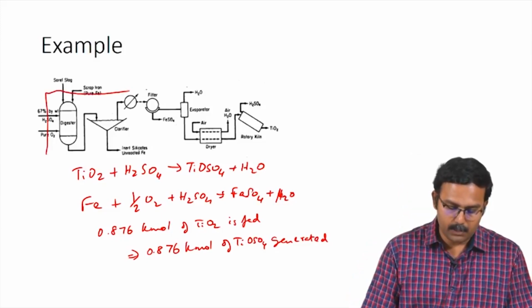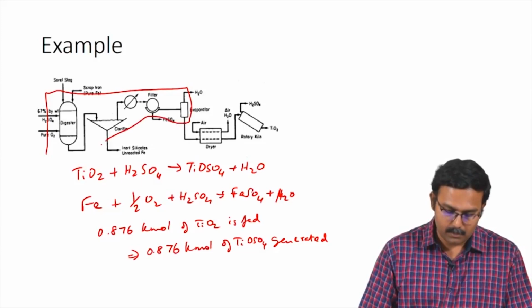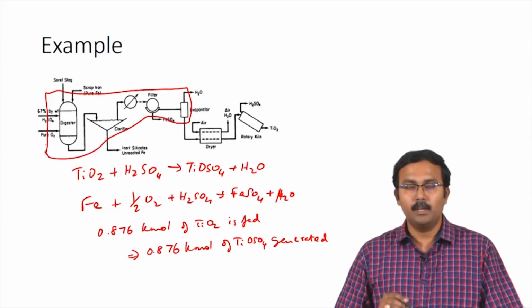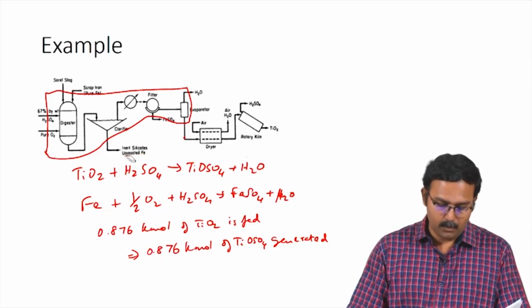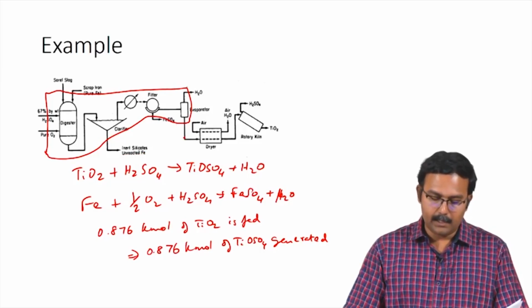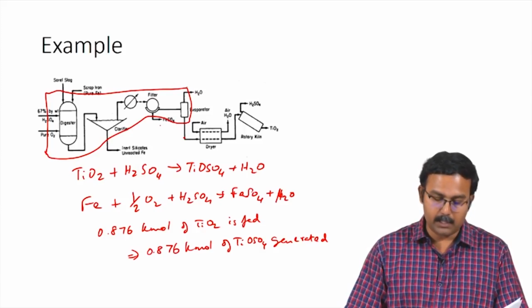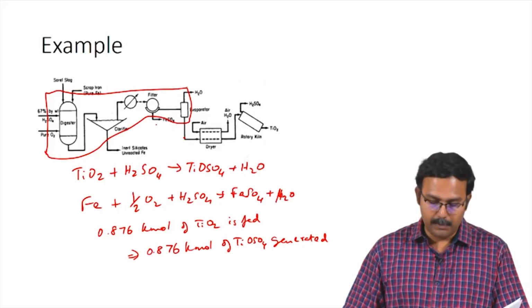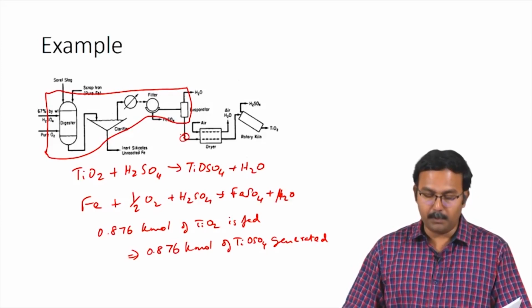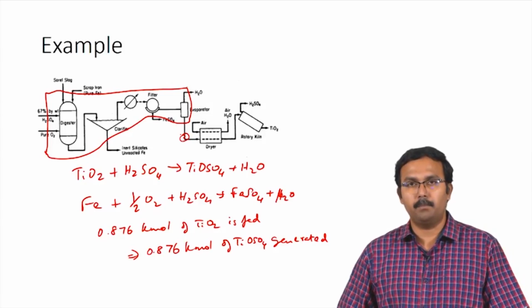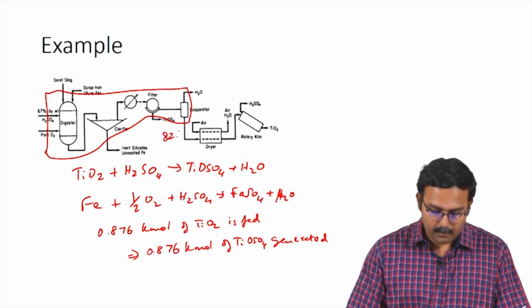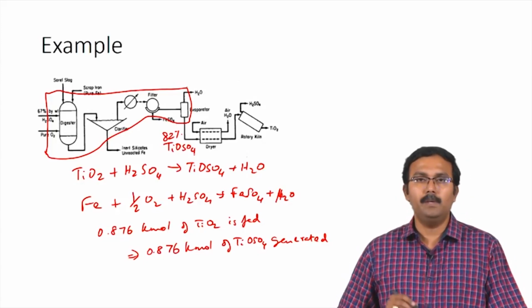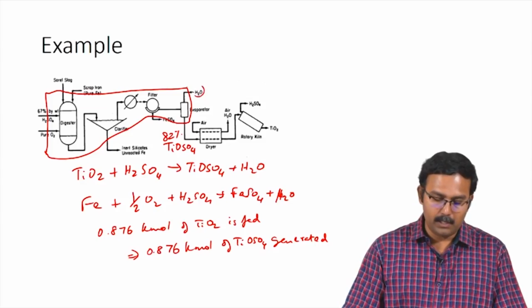Looking at the system that we have chosen, TiOSO4 leaves only through this stream. TiOSO4 does not leave through the other streams. This stream has only unreacted iron and inert silicates, and this particular stream has only water, this particular stream has only FeSO4. So, this means TiOSO4 leaves only through this particular stream, and based on the information from the problem, we know that this is 82% TiOSO4 solution. So, the rest has to be water. So, we need to calculate the amount of water which is leaving through this system.